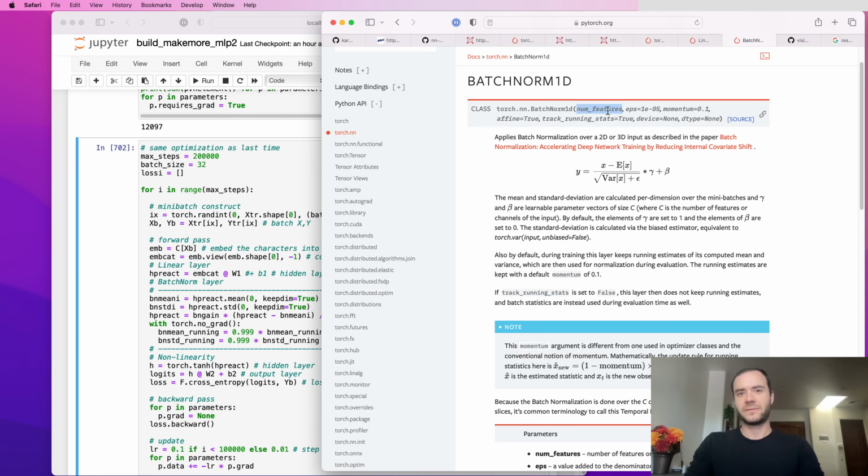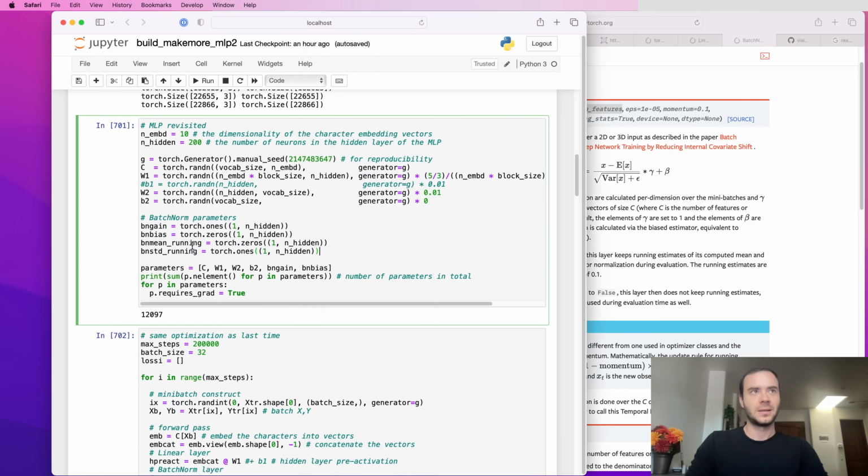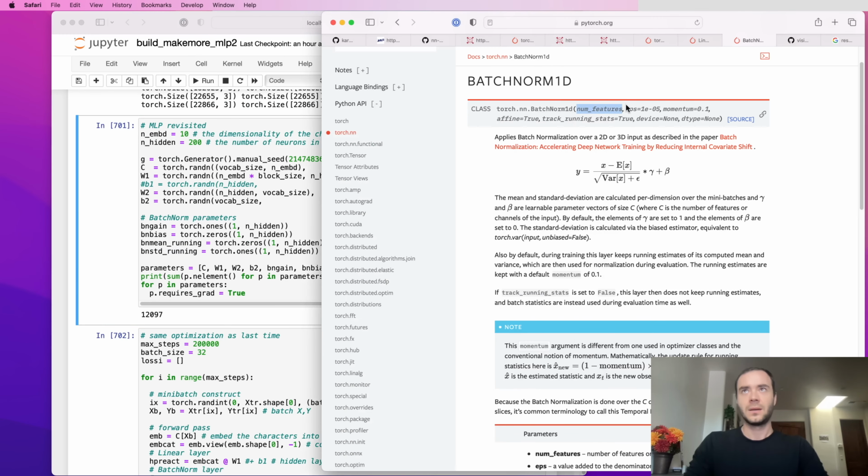So we need to know the number of features. For us, that is 200. And that is needed so that we can initialize these parameters here: the gain, the bias, and the buffers for the running mean and standard deviation. Then they need to know the value of epsilon here. By default, this is 1 negative 5. You don't typically change this too much.